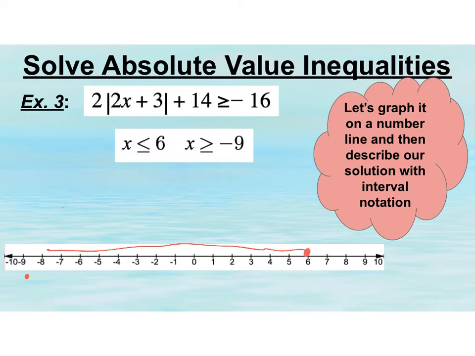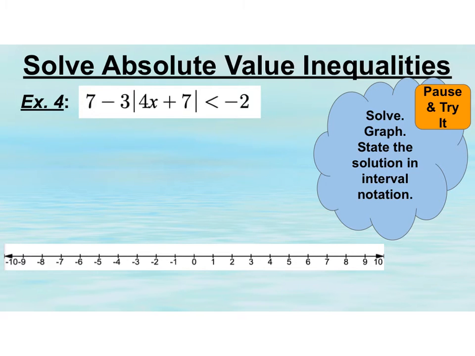And then I want you to write that using interval notation. So because we have the equal sign under both because we have both as closed circles, these are going to be hard bracket, -9 to 6, to include my answer. Go ahead and pause it and try it here. I'd like you to solve it, graph it, and state it with interval notation.